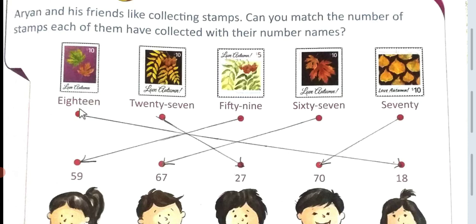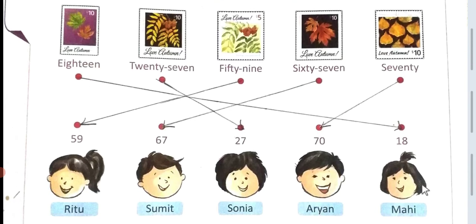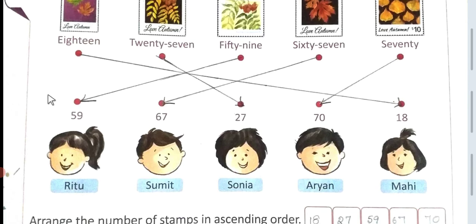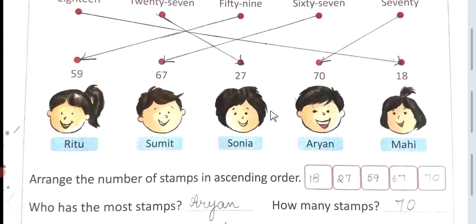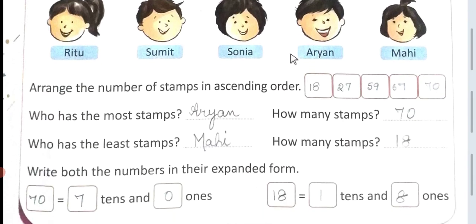So first see the first stamp. Its number is 18 and here you can see Mahi. The girl named Mahi is having 18 stamps. So 18 number is given here. So you match this line with 18. Now 27 goes with Sonia. 59 goes with Ritu. 67 goes with Sumit and the last, 70, match with Aryan. So here I have done this match the following for you. I have matched the stamps with the children who have collected the stamps.